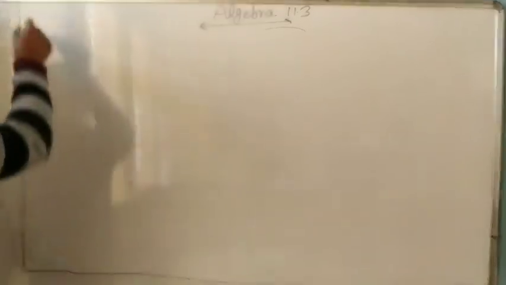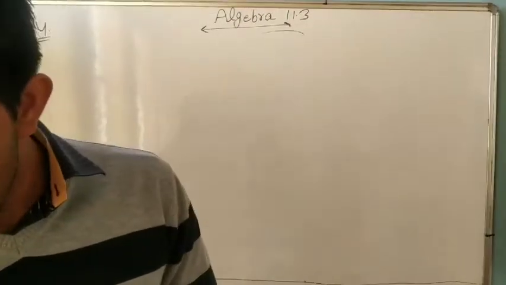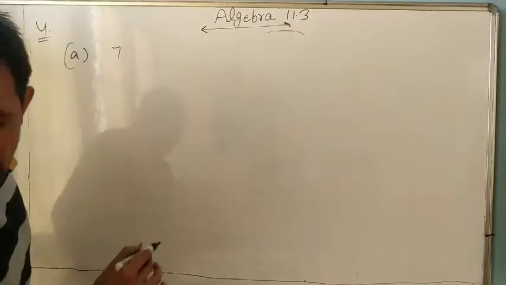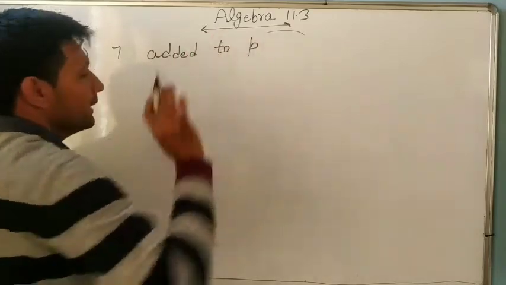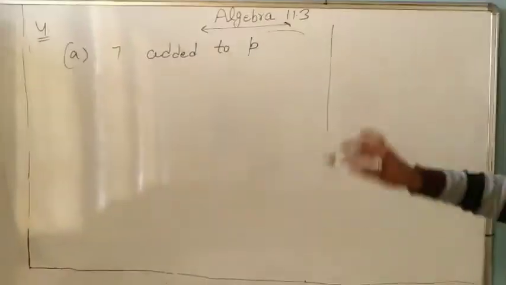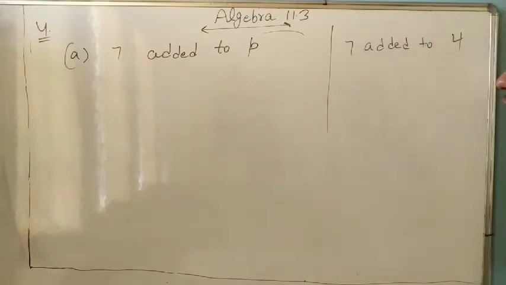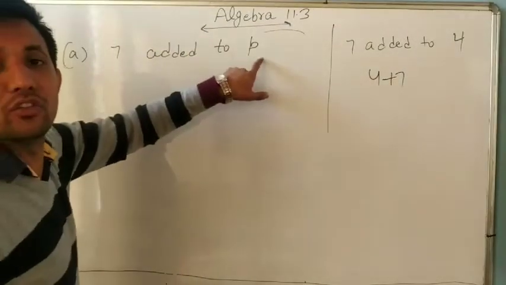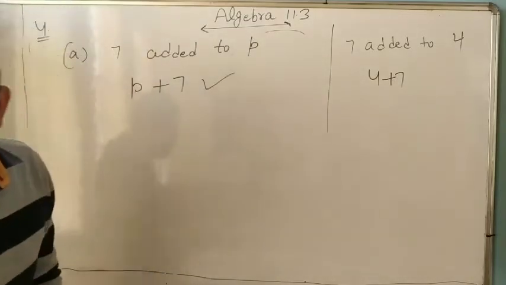Next is question number 4. Give expression for the following cases. First is 7 added to P. It is very simple, beta. If I write 7 added to 4, how will you write it? 4 plus 7. Same as it is, 7 is added to which? To P. So P plus 7. It is your answer. Very simple.